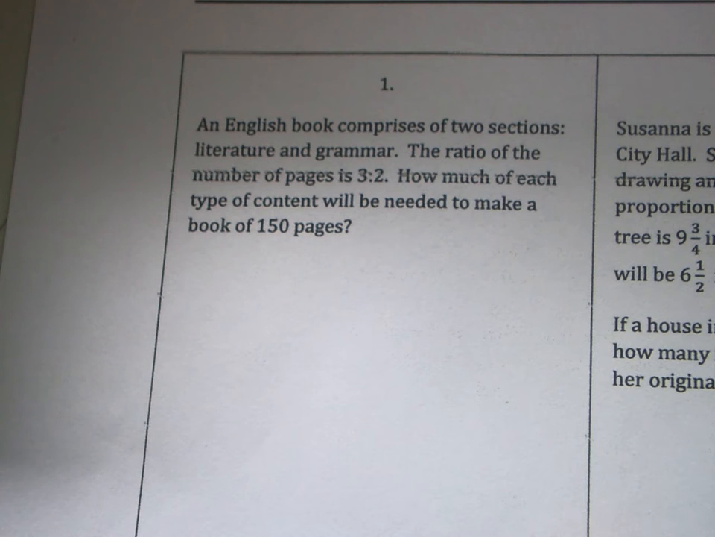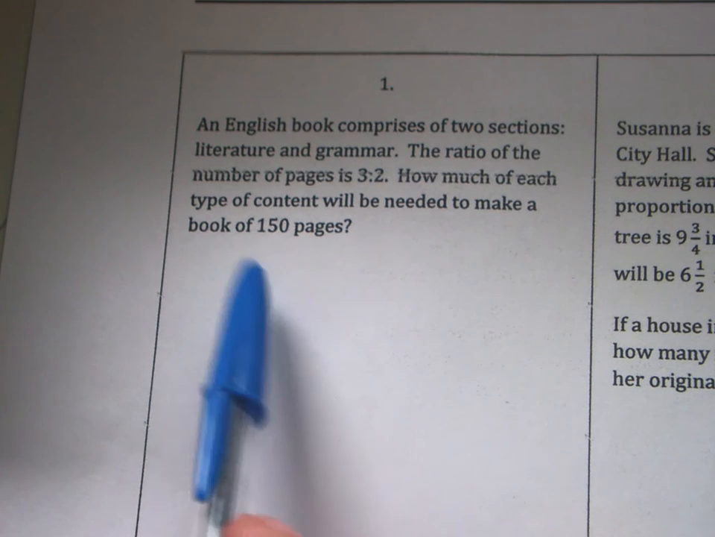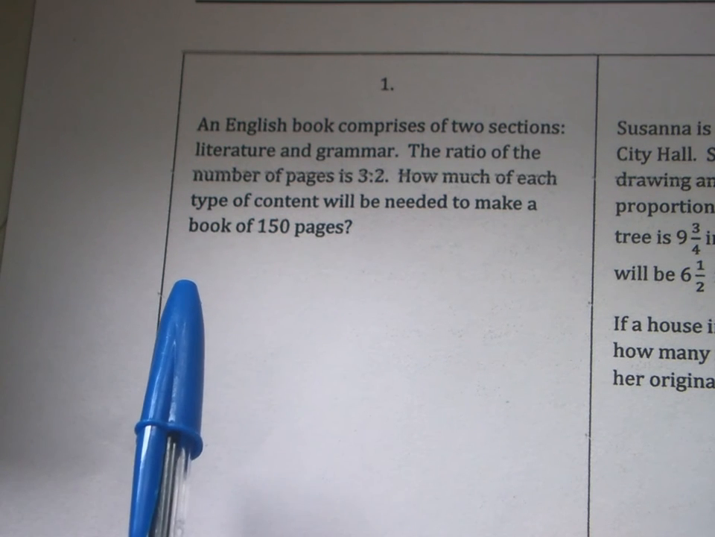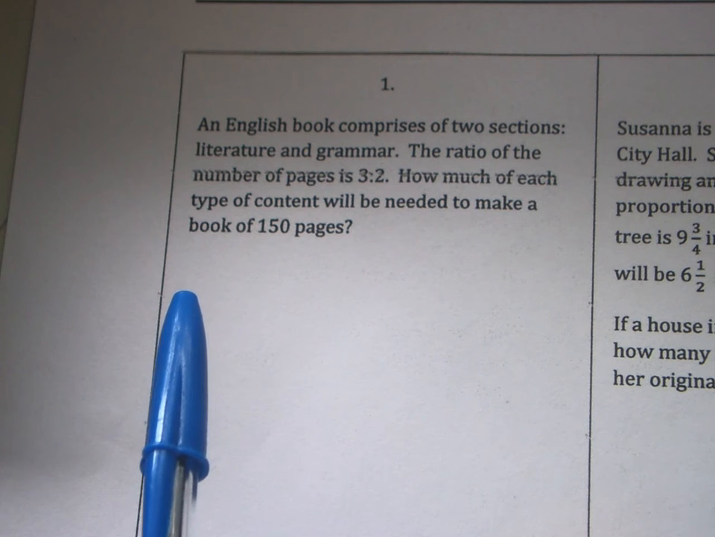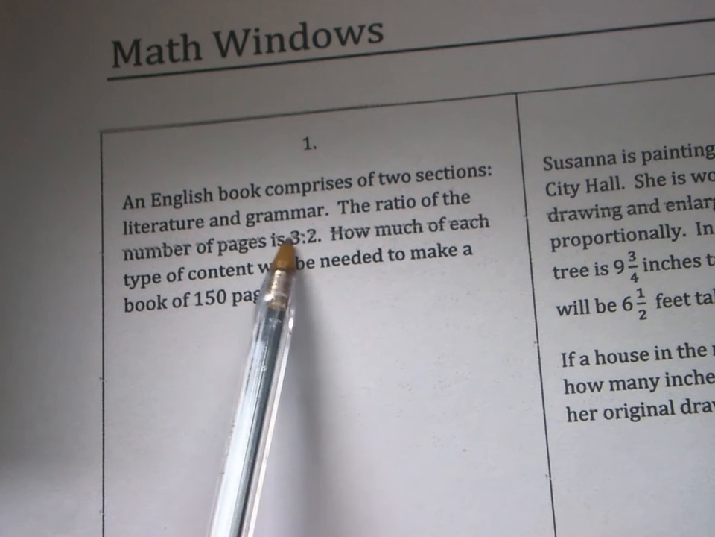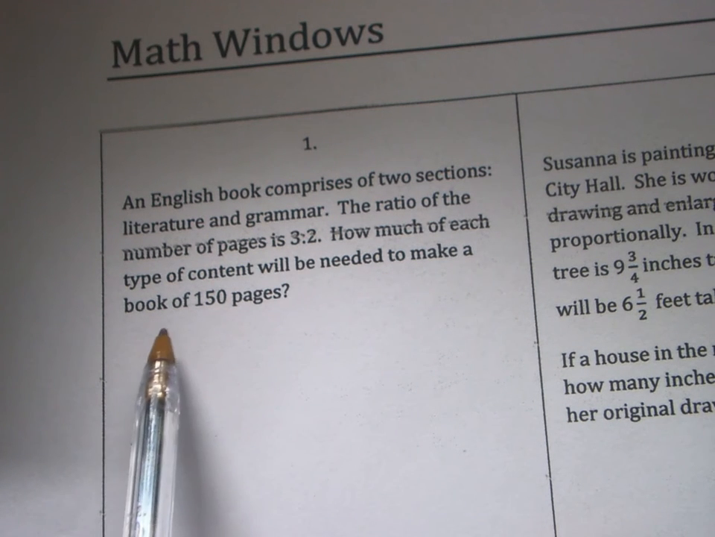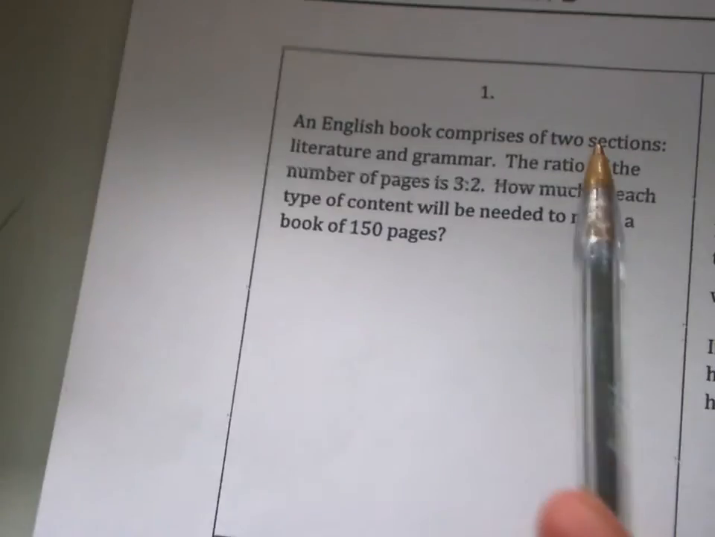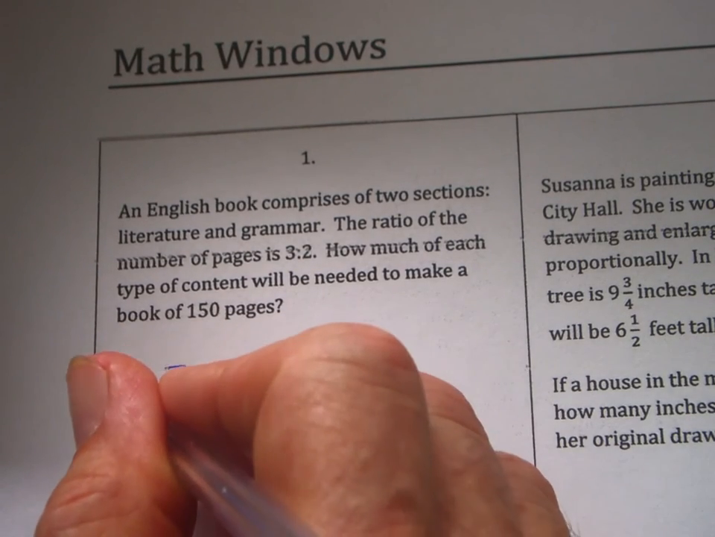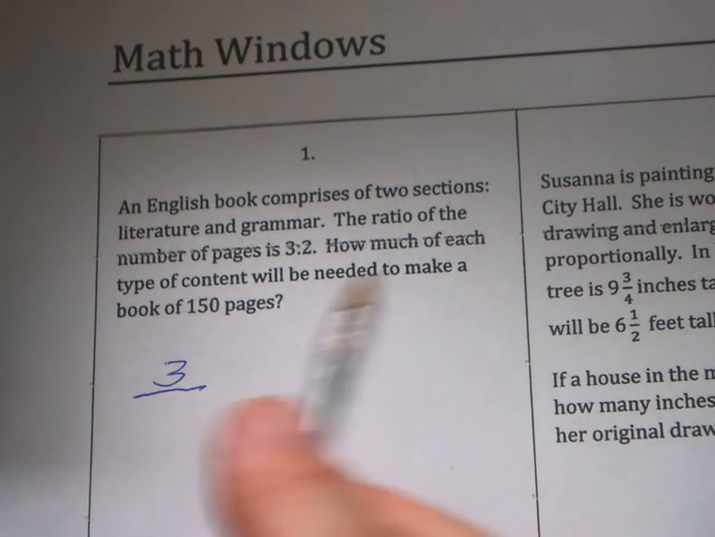Altogether, there's 150 pages. Now, you want them to be in a ratio of 3 to 2, but they give you 150 pages. That's the total pages. You have to find out how much of it's literature and how much is grammar, and it has to be the same ratio as 3 to 2. What makes this hard is because you're working with literature, grammar, and total. Okay, so what we're going to do is we're going to take 3 for literature, and we're going to compare it to the total, not to the grammar, to the total.